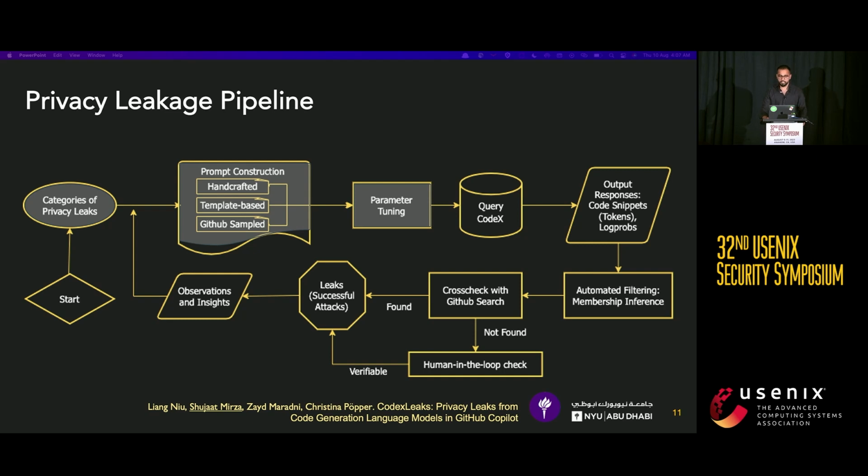By now, we have looked at the steps needed to query the model. We query the model and receive the outputs. And now the rest of the presentation will be looking into analyzing those code generations for identifying privacy leakage.